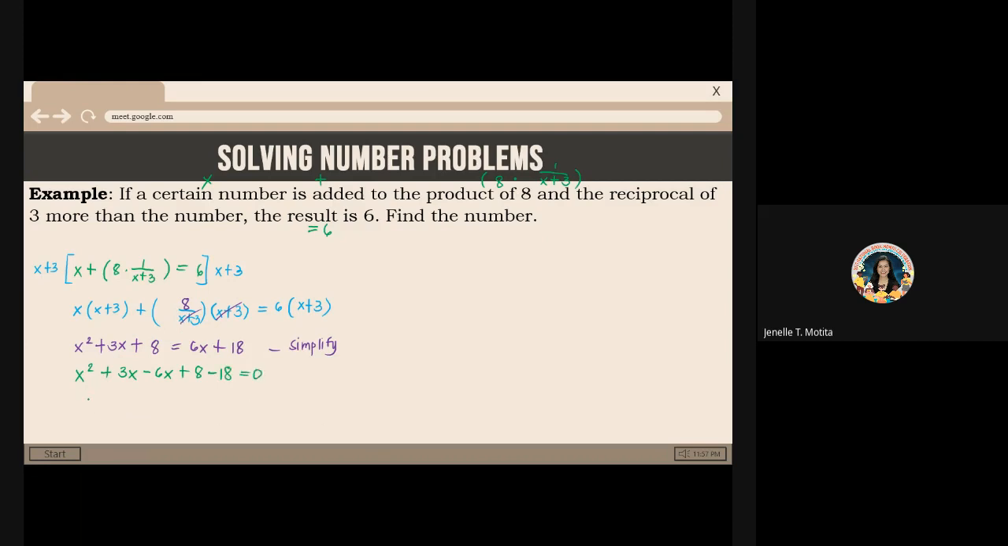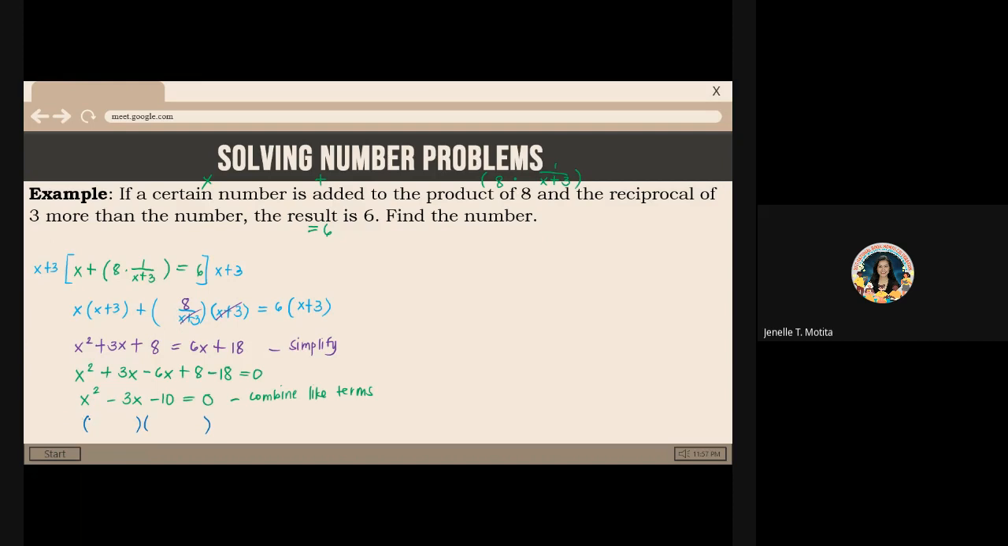Again, we combine like terms. So, x squared, 3x minus 6x, that is negative 3x. 8 minus 18, that is negative 10, is equal to 0. Okay, so this is combining like terms. Next step, of course, you identify the factors of this polynomial. So what are the factors of x squared minus 3x minus 10? So this is factoring a general trinomial.